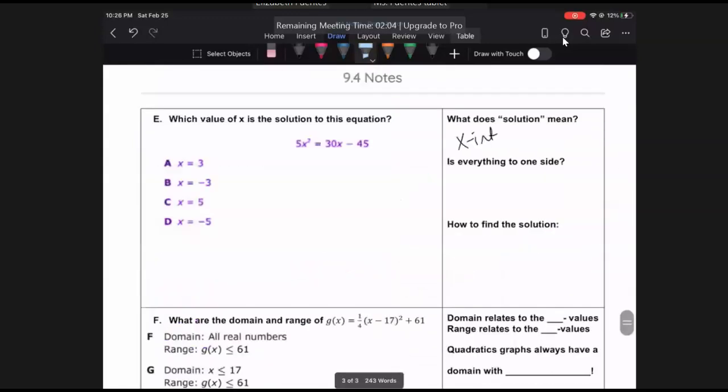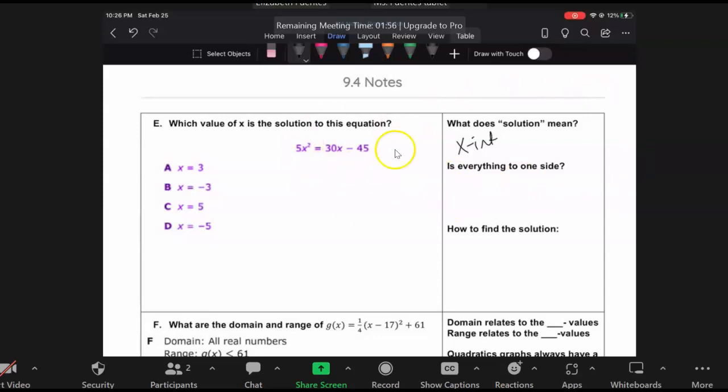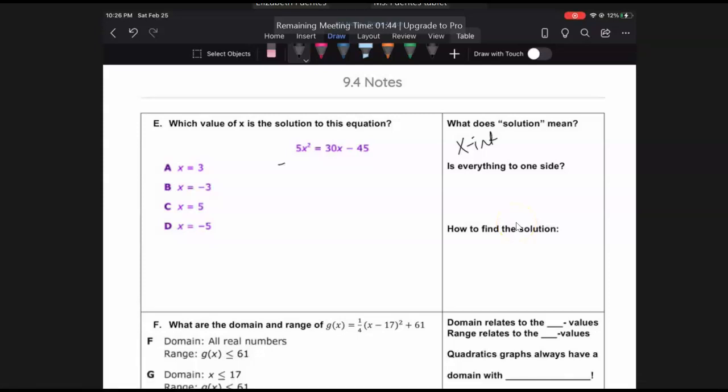So, we need to find which of these is the x-intercept. But it is not solved for y. Y is not by itself. Well, there's no y in here visible, but what that means is everything needs to be on one side. So, what I'm going to do is move this 5x squared by subtracting 5x squared from both sides. So that 0 equals negative 5x squared.